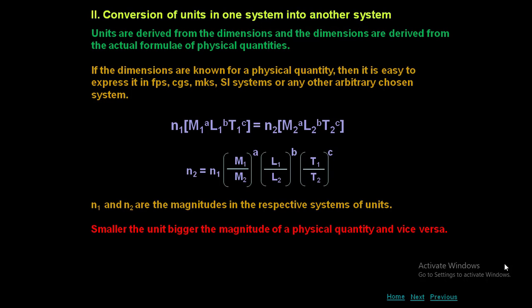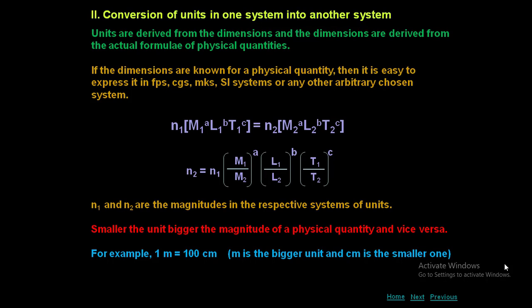Similarly, for example, 1 meter equal to 100 centimeter. Now you can see meter is a bigger unit, so the value is small. Centimeter is a small unit, so its value is big. Similarly, 1 Newton equal to 10 to the power 5 dynes.